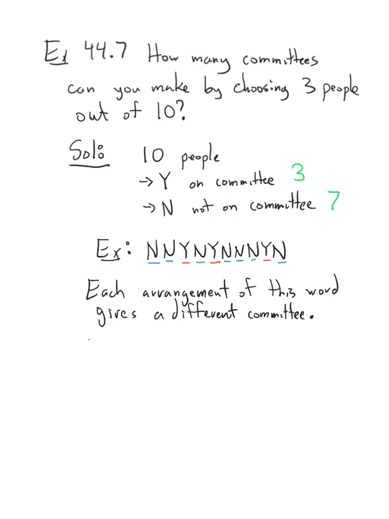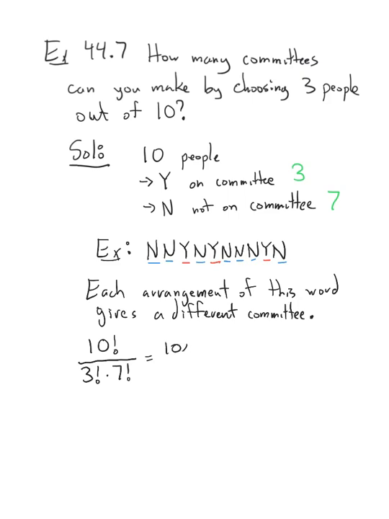Well, there is 10 people, so 10 factorial on top. That's like pretending all of the 10 letters are different. And then we need to divide by the number of ways of arranging each of the repeating letters in the word. So there are 3 factorial ways of arranging the Y's and 7 factorial ways of arranging the N's. So that's 10 factorial over 3 factorial times 7 factorial.